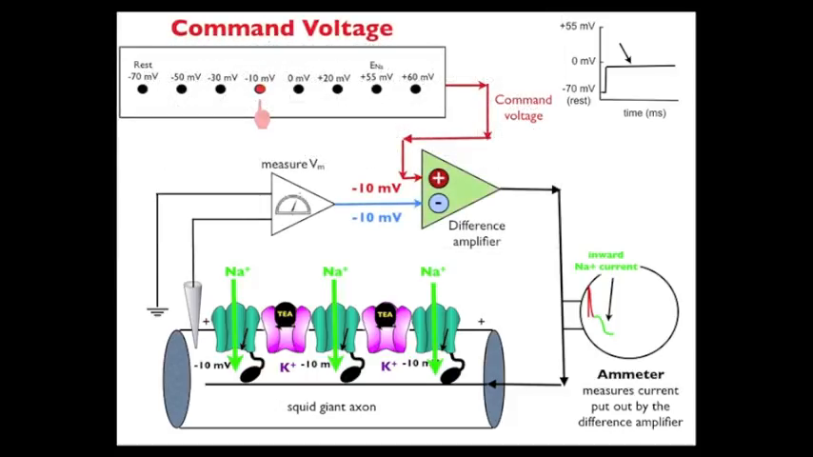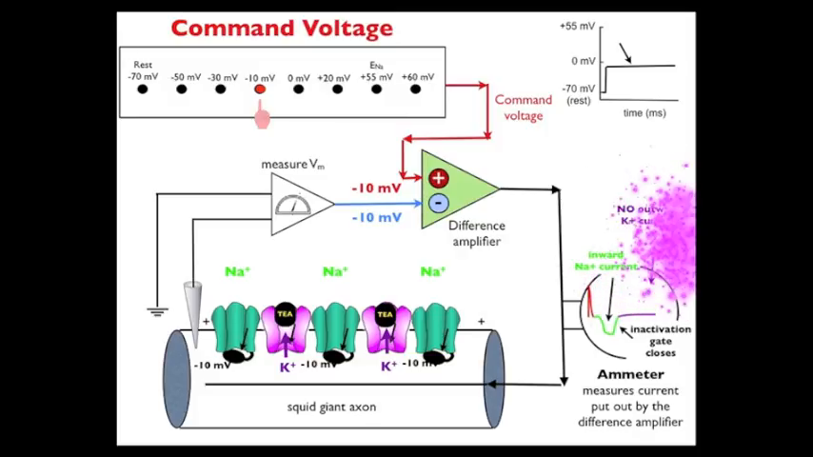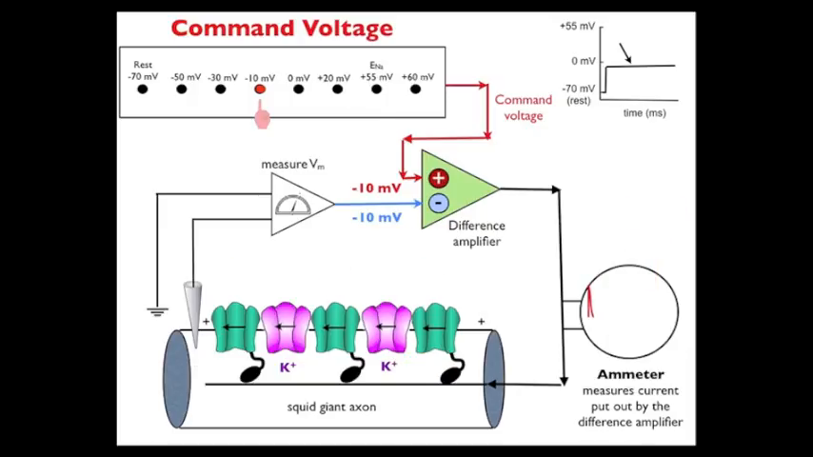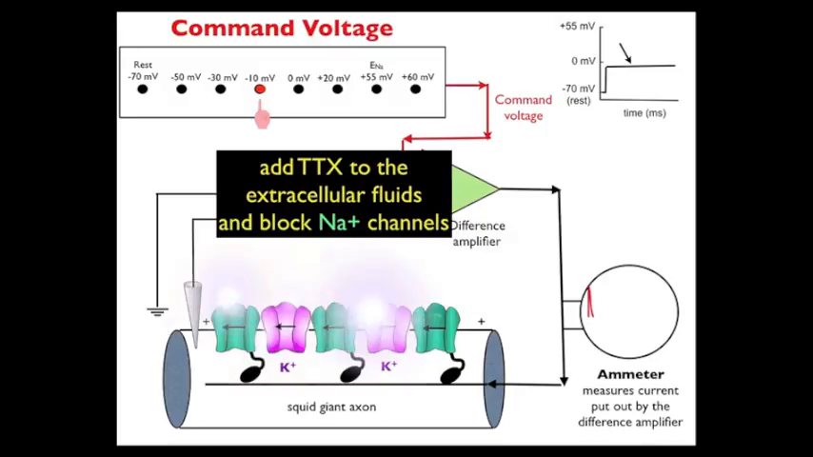So now, the inactivation gates close, and that's what we see. The current goes to zero. After that, of course, the potassium channels open, but nothing can happen because they're blocked. There can be no outward flow of potassium current because the TEA is blocking the channels, and that's what the record looks like. Now, let's turn to adding tetrodotoxin to the extracellular fluids and block the sodium channels.